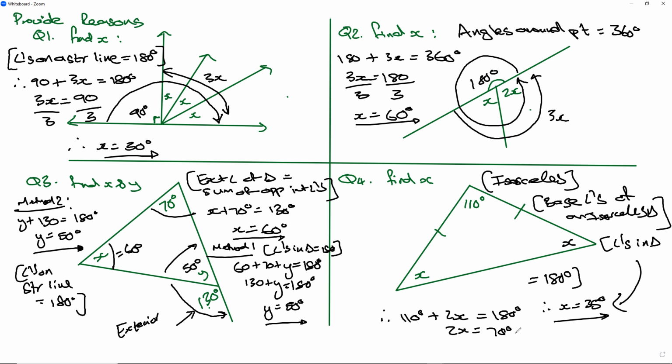This is going to be angles in a triangle. The reason we get that to be x's base angles is also the fact that it's isosceles. You could leave this reason out and just use that reason because isosceles is in it. An isosceles triangle implies that the base angles are equal. You could put base angles of an isosceles triangle equal. You could also write the word equal there as well.